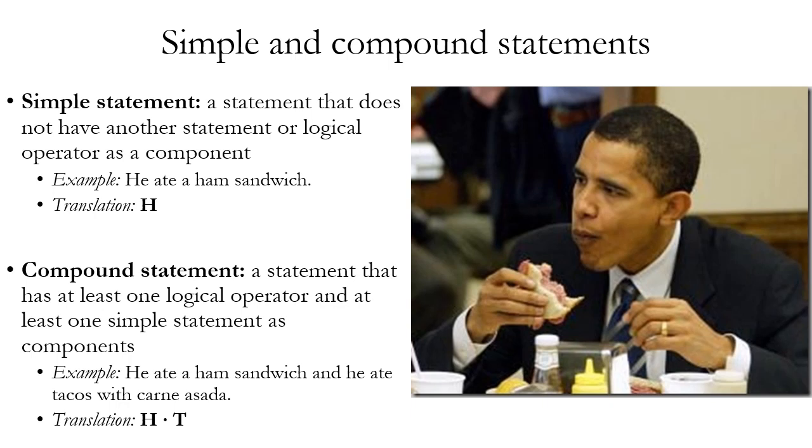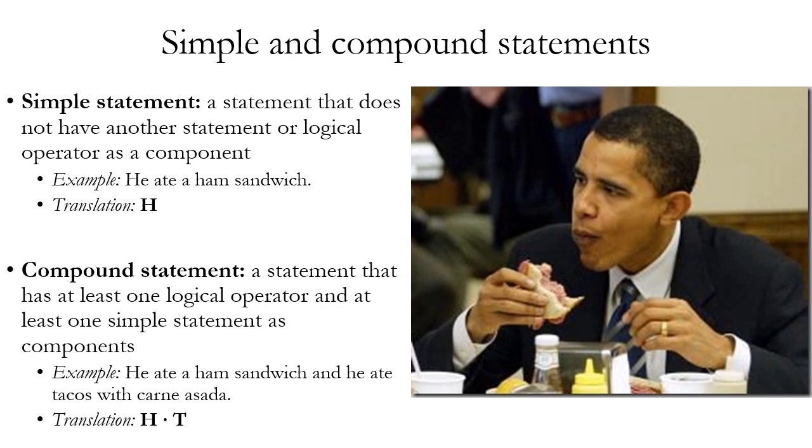A compound statement is one that has at least one logical operator and at least one simple statement as components. Now, most compound statements will have multiple simple statements, but there can also be a compound statement that's just one simple statement and the negation. But here's an example of a compound statement that has two simple statements joined by the and operator.